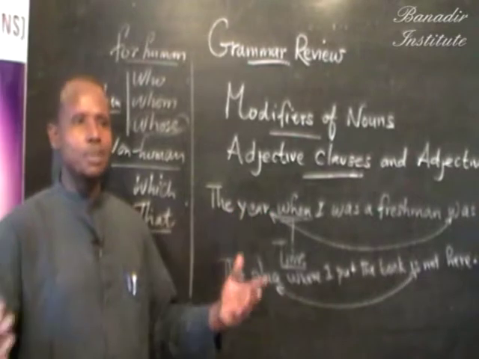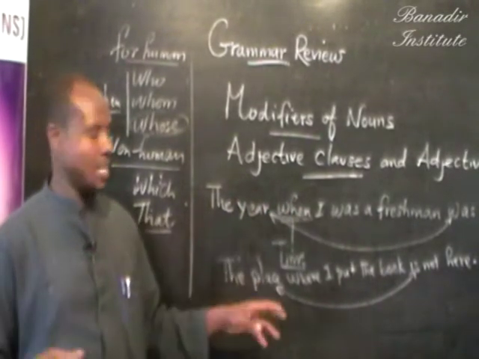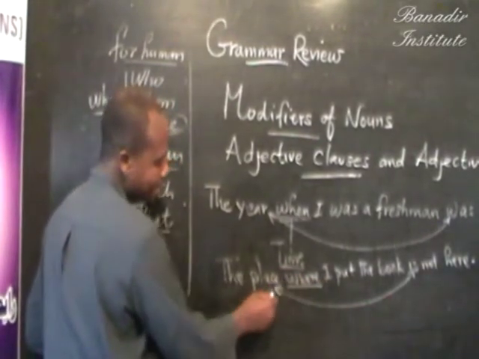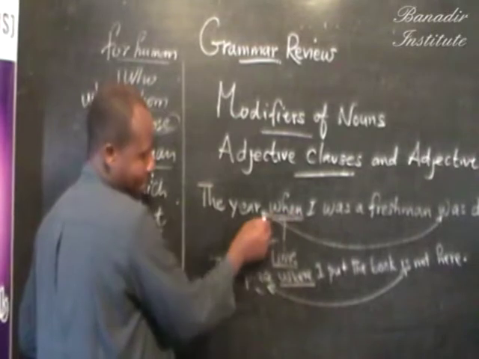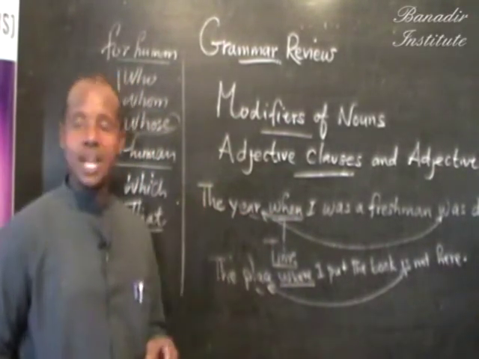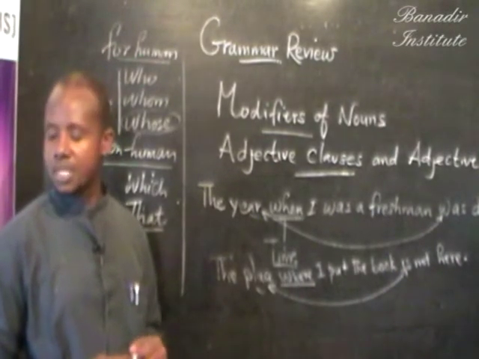The place where I left the book is not here. It was maybe somewhere else. I can't find it here. Here I have used "where" because I mean a place. When I say "when," I mean a year or time. When I use "who," I mean a person. When I use "which" or "that," I mean a non-human thing or an animal or something related.